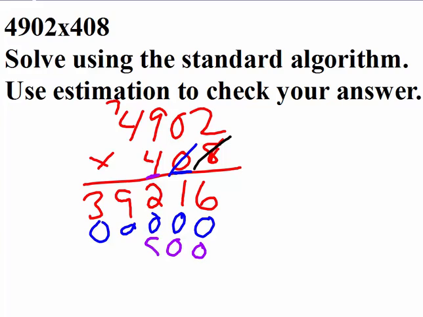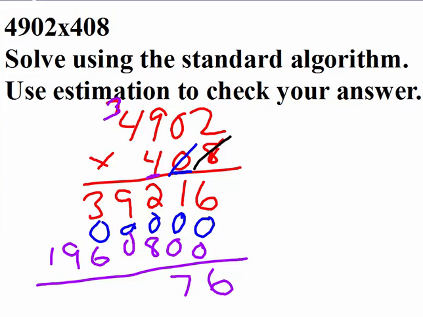4 times 2 is 8. 4 times 9 is 36. 4 times 4 is 16, plus 3 is 19. Then I add them: 6, 7, 0, carry the 1. 10, carry the 1. 1 plus 3 is 4. 4 plus 6 is 10, carry the 1. 10, carry the 1. So my answer is 2,076,000.